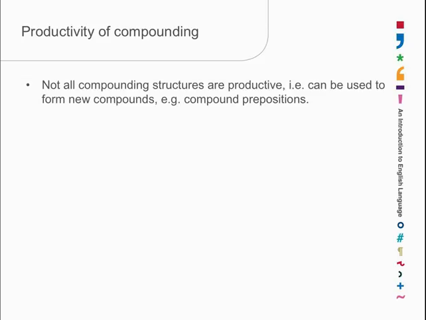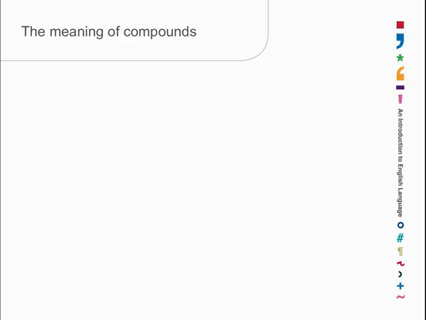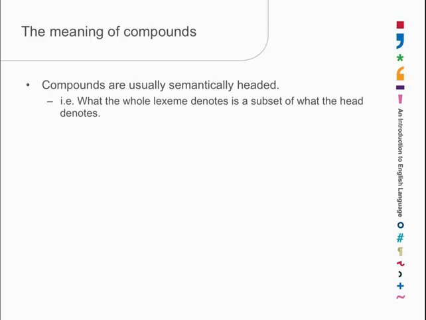The meanings of compounds are generally also relatively predictable. Not everything is predictable, but something is predictable. Namely, compounds have the head word with a very important role. The head word tells you what the whole set is, and the other word, the non-head, tells you something about the subset. So what the whole lexeme denotes is a subset of what the head denotes.